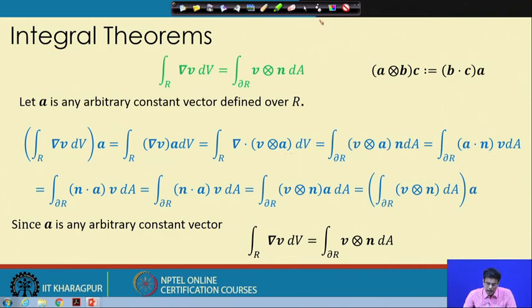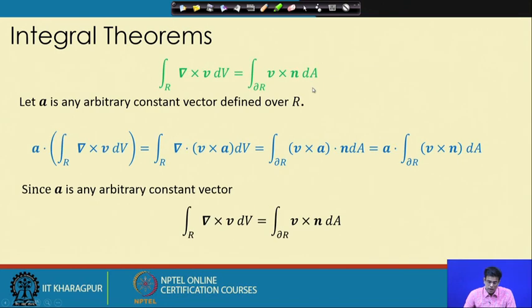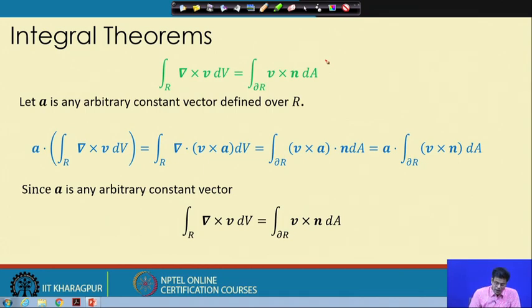Now, the second one is very easy. Let us see the curl, the del cross V over the volume should be equal to V cross n over the area or the boundary. So, again if I take the dot product, A dot del cross V. If I take A inside, after some manipulation I can write this, and then again I apply the divergence theorem over vector field, and I get this V cross A dot n, and then finally I take A out and write V cross n dA. So, since A is again an arbitrary vector, I can write this equal to this.